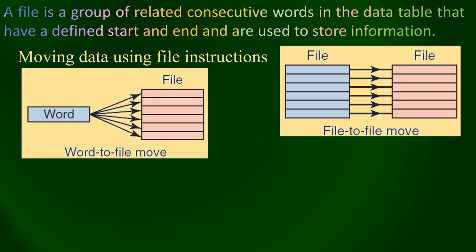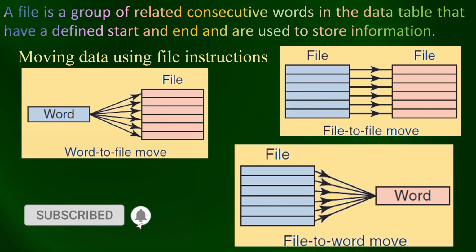And we have word to file, like one word, and we want to place the same word in all registers of a file. So this is word to file movement. And another type of movement we need is from file to word. So this one is understandable, easy.